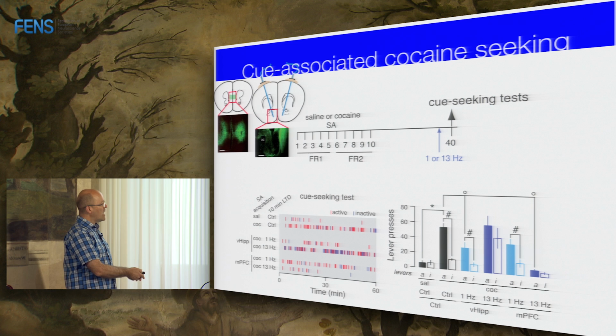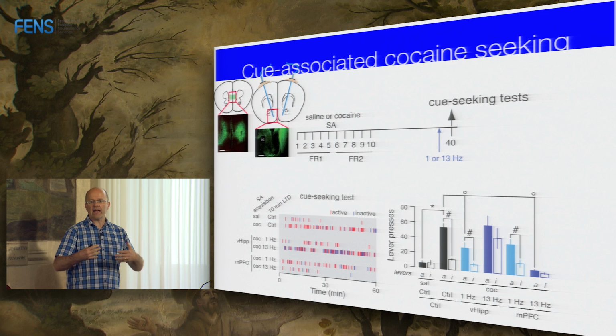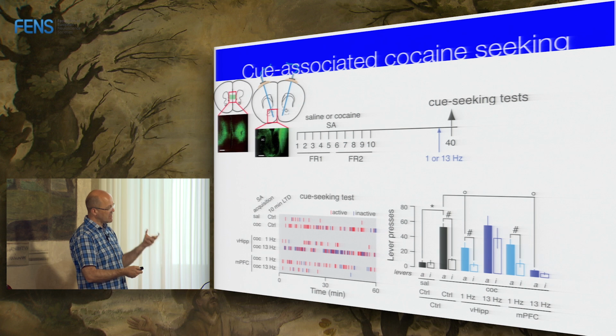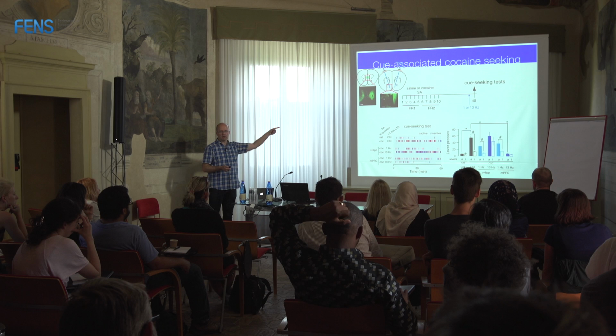Now we're gonna use the projection targeting on the ventral hippocampus, and we apply the 1 hertz. So this is the one that only normalizes the ventral hippocampus. And then we look and we see that they still nicely distinguish the active from the inactive lever, but they're less motivated. So that reduces the vigor with which they look for the cocaine. So there is a first effect. Interestingly, however, is this one here, where we do a 13 hertz protocol at the same input, which, if you remember well, is gonna normalize the MPFC input, but not change the ventral hippocampal input.